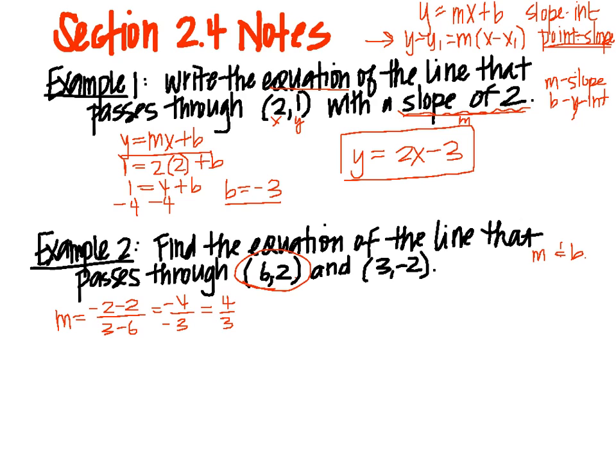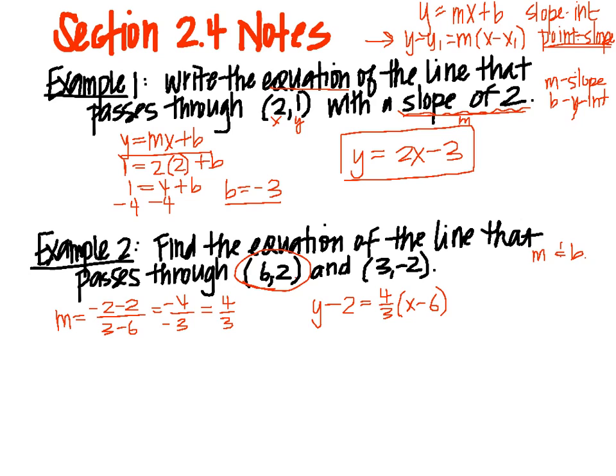And I'm going to pick this point because they're all positive. Now, you can pick either point. You should get the same answer. But here's what happens when I plug it in. I take y minus the y value, which is 2, equals my slope of 4/3 times x minus my x value of 6. And you'll notice I'm still left with an x and a y, which is going to give me the equation that I need.